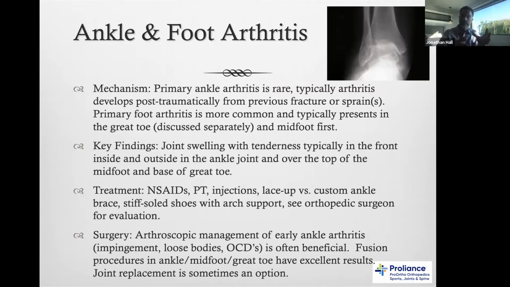Sometimes I'll change the alignment of your ankle if there's some type of a deformity that we can correct to offload it and move things around a little bit. But that's a more advanced conversation that we can have if heaven forbid you're at that point.